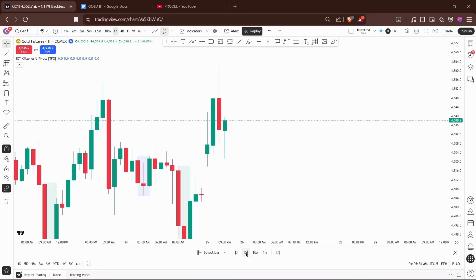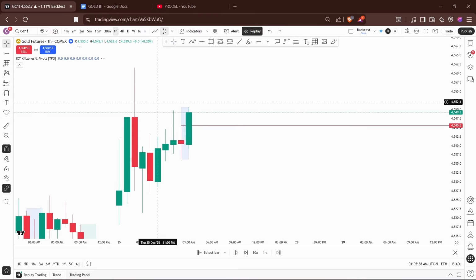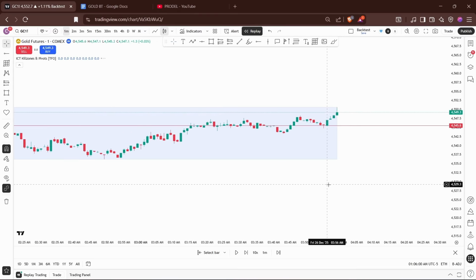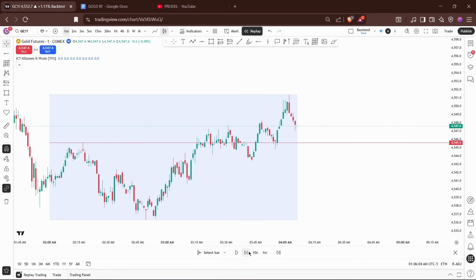This is the 25 December. This is the 26th December. This green candle closed above this level. So our trade will be. So let's wait for the market to reach to our level.